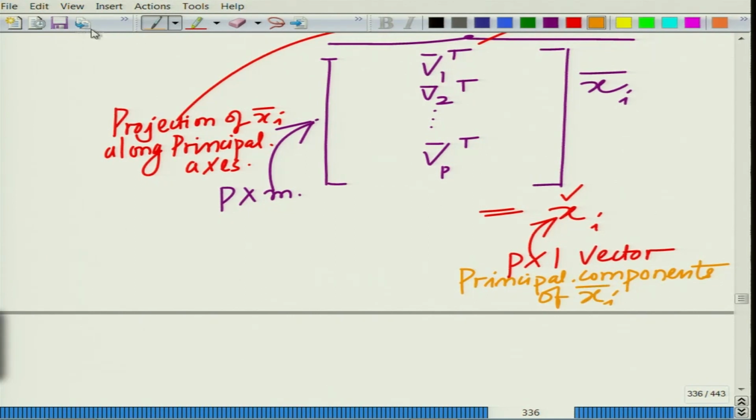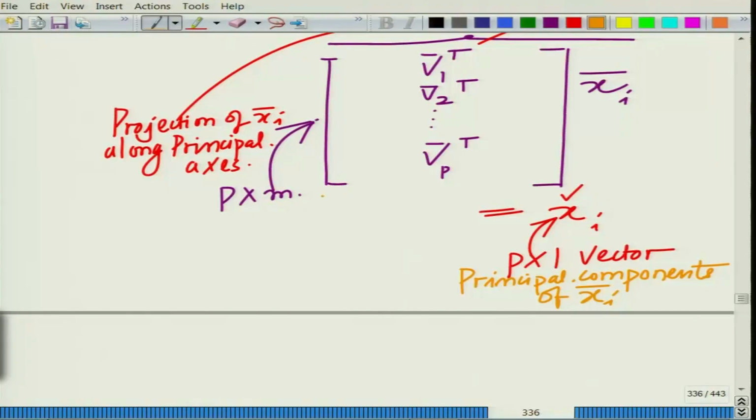X i, and more specifically the p principal components of X i, X bar i, which are the projections obtained by projecting X bar i along the principal axes, the directions that have the largest spread, which are basically v1 bar, v2 bar, vp bar. And you can call this matrix V transpose.